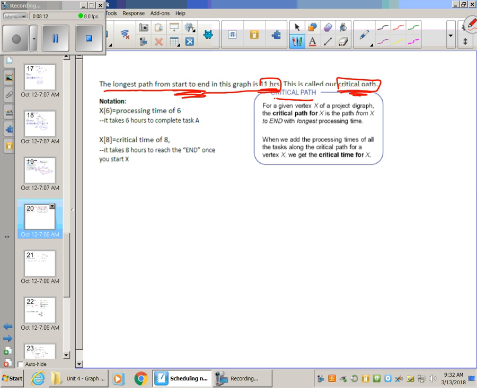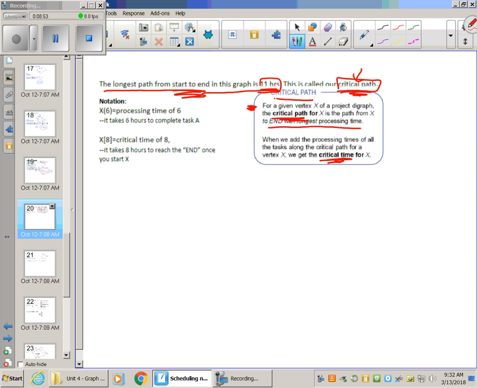Let's read through what this box says right here. For a given vertex X of a project digraph, the critical path for X is the path from X to the end with the longest processing time. So each task, each vertex, is going to have a critical path. And we're going to identify each vertex's critical time in order to go through this process. The critical time is the longest amount of time it takes to get from one vertex to the end. Using this information, we can identify the critical path and then the project minimum time.